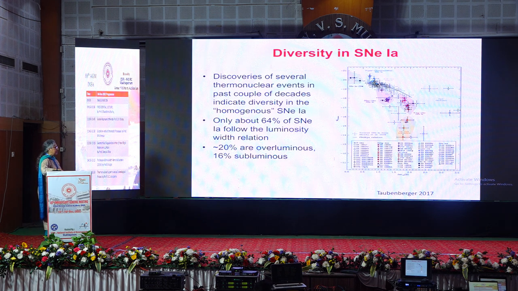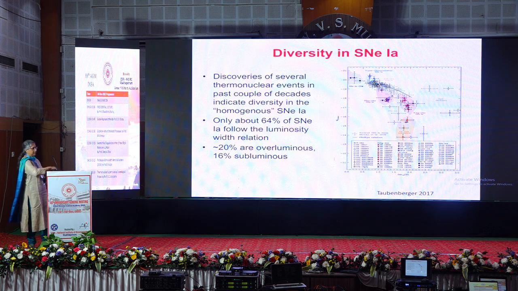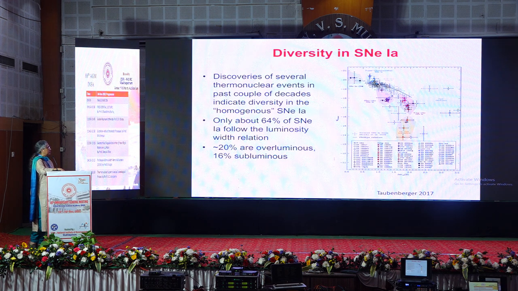Now, what I have plotted here is the phase space diagram, which is essentially an expansion of the Phillips relation, which was first formulated in 1993 with just about 9 objects, which showed an excellent correlation. But in the past couple of decades, with the dedicated surveys for observations of supernovae, we find that this phase space diagram shows a whole lot of variety in these thermonuclear explosions.